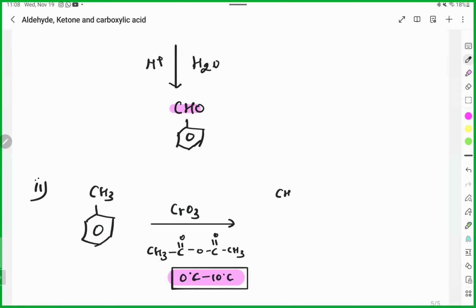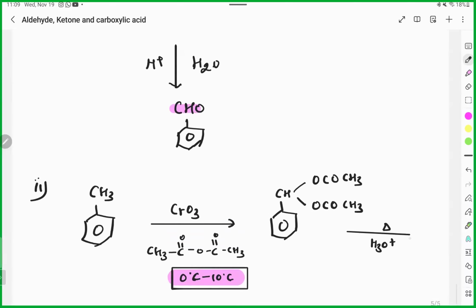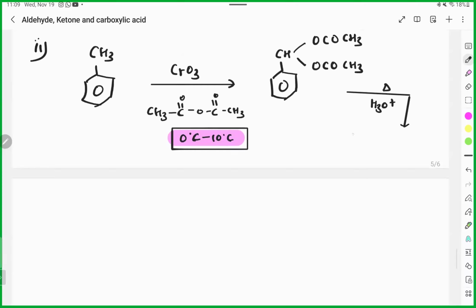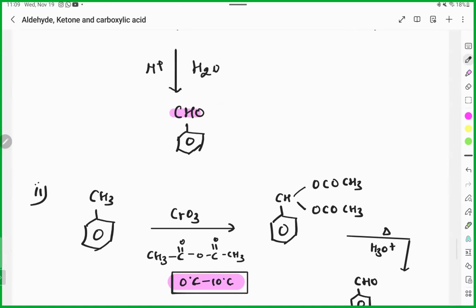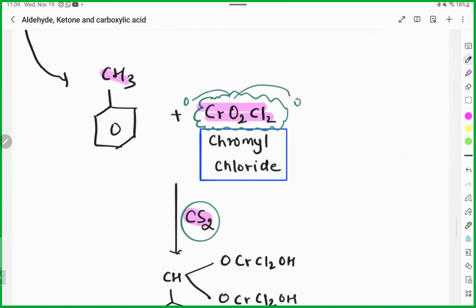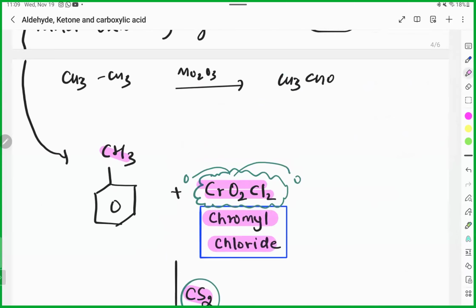So what will happen in this case? Exactly in the same way as in the Étard reaction, this oxygen will be added in the beginning like O, CO, CH3, O, CO, CH3. And in the end, if you heat it in presence of water and acid, benzaldehyde will form. So if you see here, reactant and product are exactly the same. What is the difference? The reagent. Here you are using acid anhydride and chromic acid. But here you use chromyl chloride. In both situations, the product is exactly the same. The condition is different. Got it?